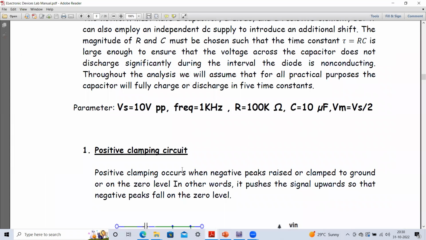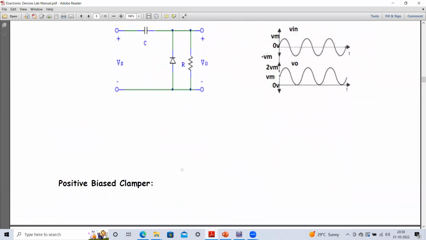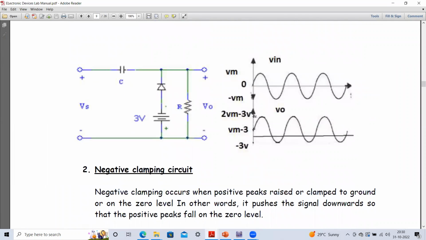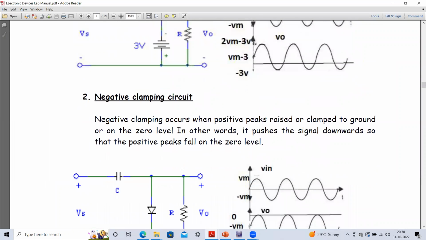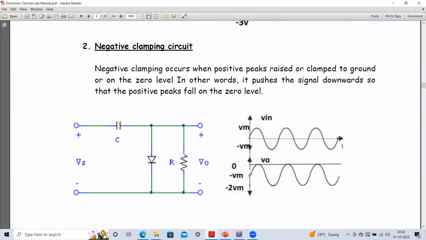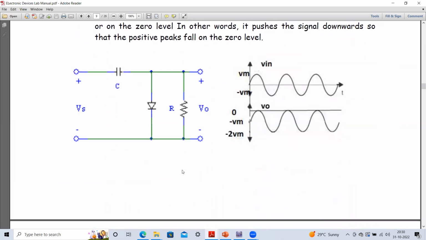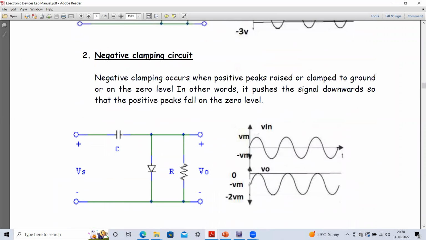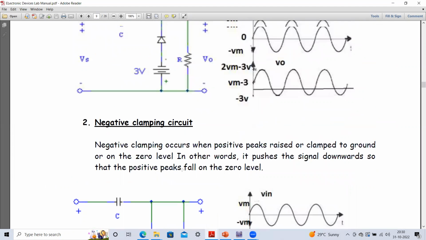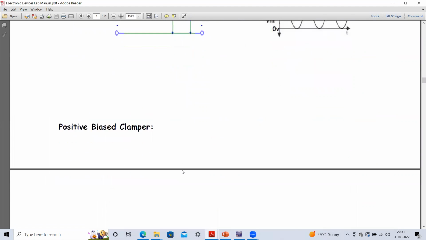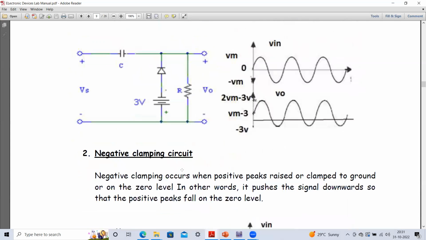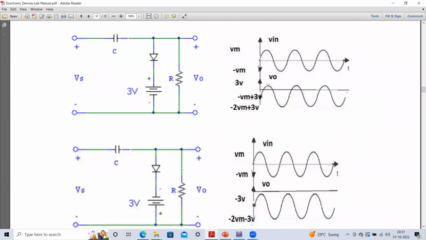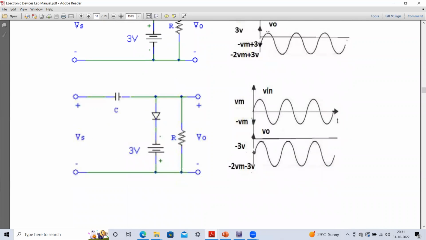I hope you must have understood something about this particular clamper circuit. So try to implement all the circuits onto Multisim, and those who are performing the experiment onto the breadboard can also implement all these circuits, and hopefully they will be able to observe these waveforms. All these waveforms, positive biased clamper, negative biased clampers, all these outputs you will be able to observe.